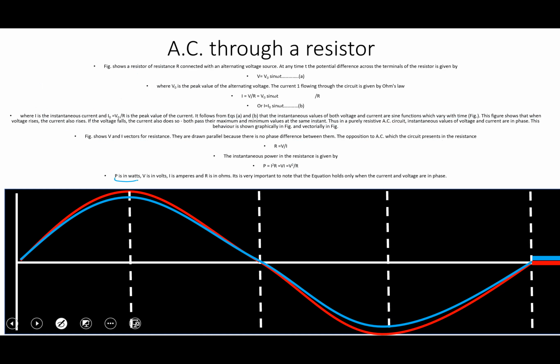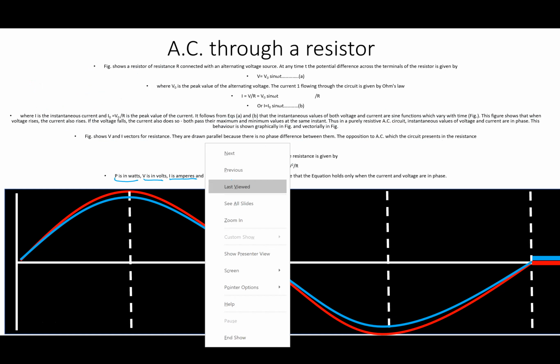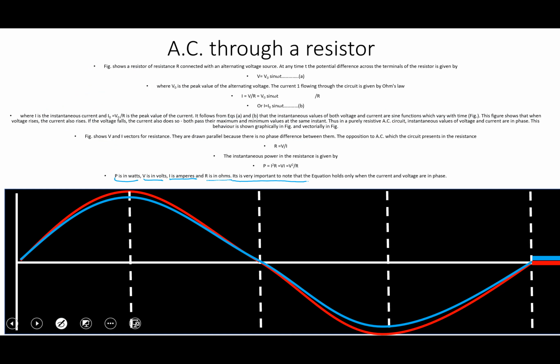P is in watts, which is the unit of power. V is in volts, I is the current in amperes, and R is in ohms. It is very important to note that the equation holds only when the current and voltage are in phase. That power value, which is maximum, holds only when both of them are in phase.